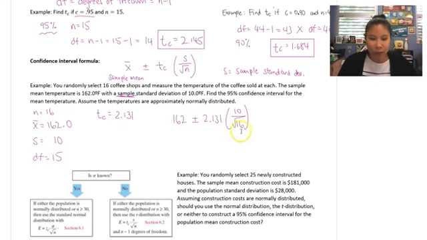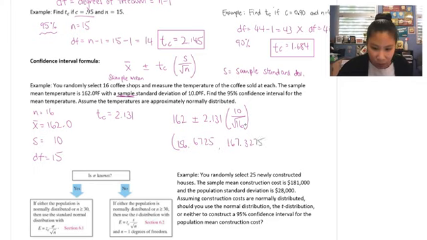All right, so plugging into our calculator, when we subtract 162 minus 2.131 times all that stuff, we end up with 156.6725. And when we add, we end up with 167.3275. Okay, I'm just going to leave a bunch of decimals, it's fine. Alrighty, so there's our confidence interval. So we're basically saying we're pretty confident, we're 95% confident, that that temperature for the average coffee sold is going to be between these two numbers, which is pretty hot.